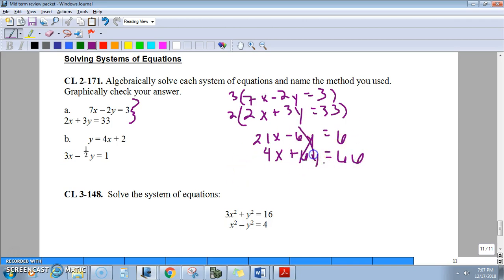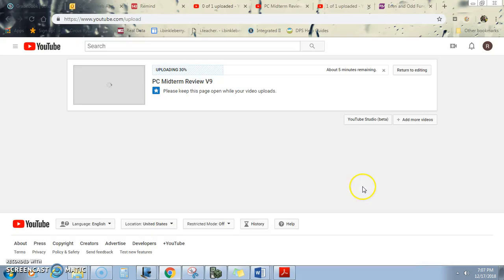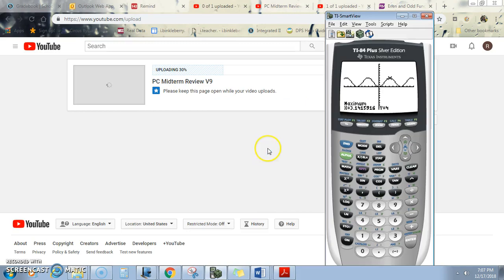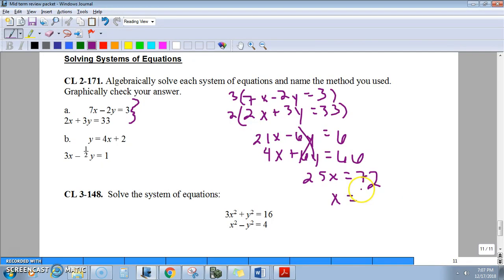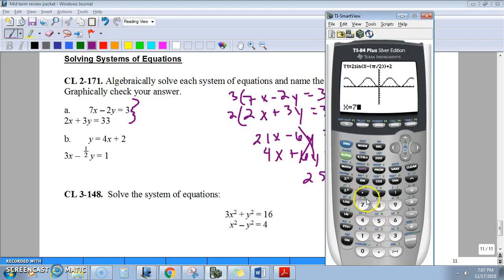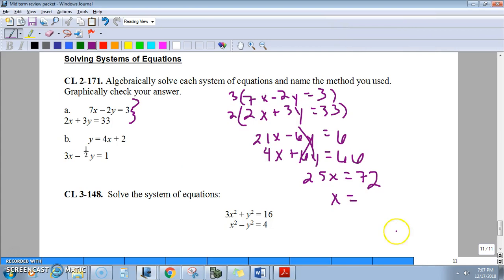And we combine these. We get 25x is equal to 72. Divide both sides by 25, and x is equal to 72 divided by 25, 2.88.